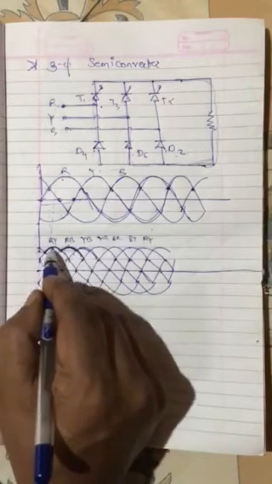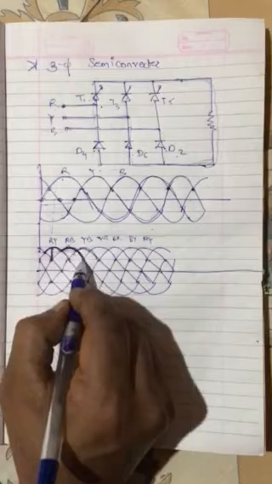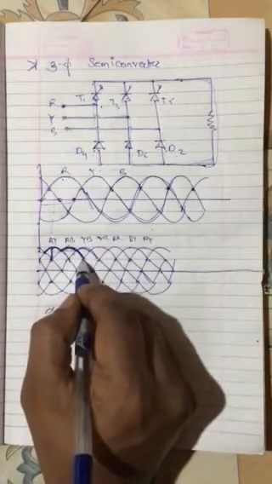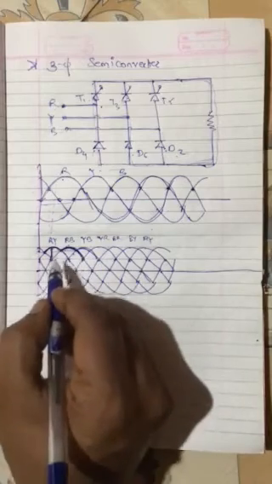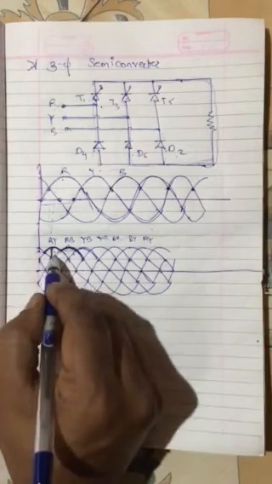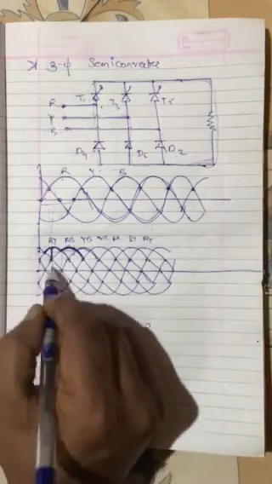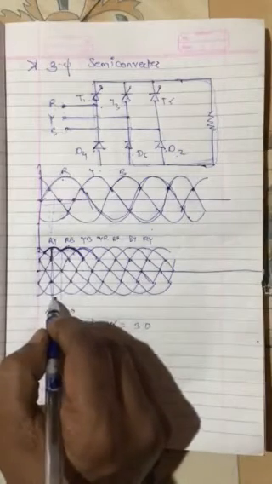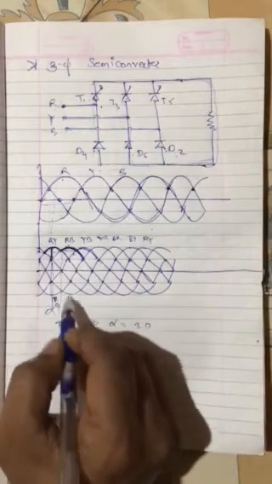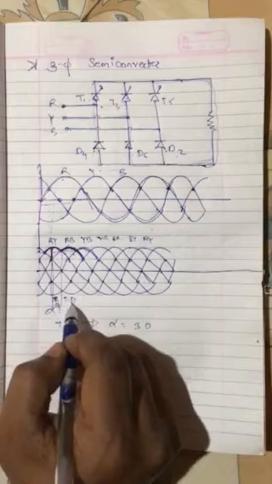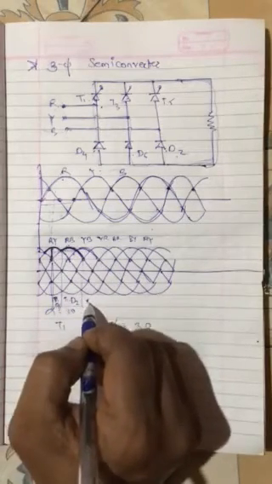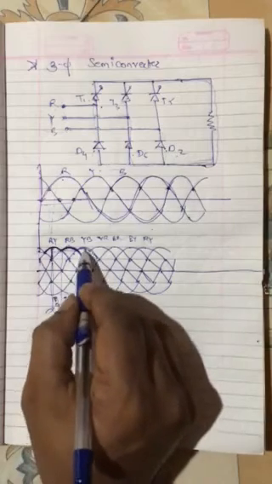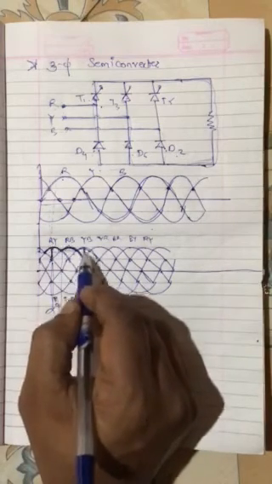Are you getting this dark point till here? At this point, what I have done, I have given a firing pulse to T3. Okay, so you can see that till this particular point, T1 and D6 was conducting. From here, T1 and D2 is conducting till here. At this point, T3 starts conducting. So this is the waveform. Here T3 starts conducting.